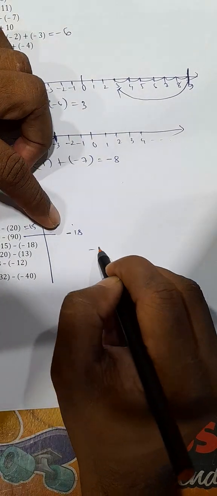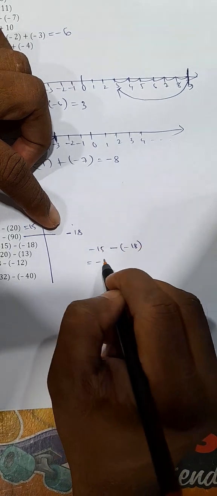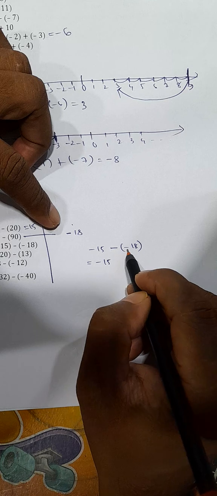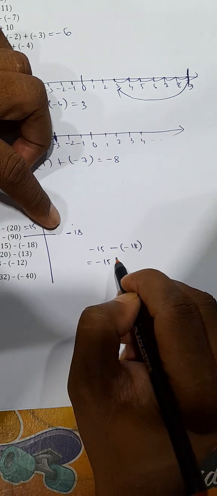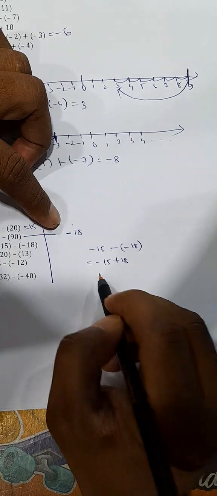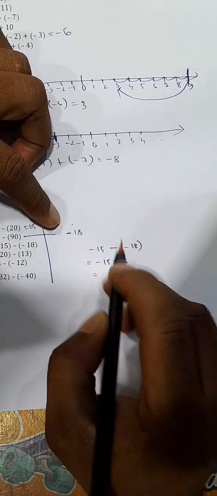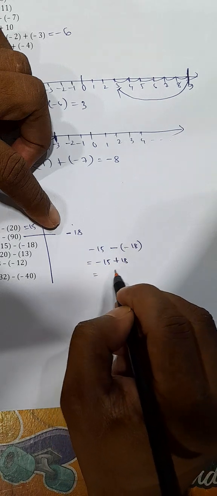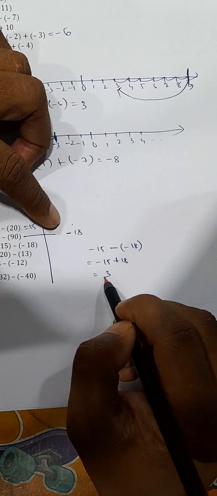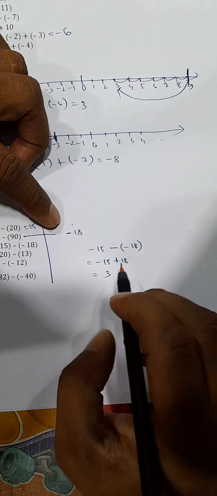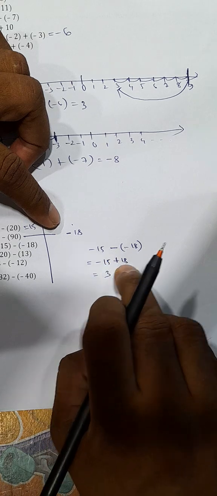Next, the third one is -15 minus -18. Now minus of -18 means the additive inverse of -18. This means plus 18. Now for the sum of a positive integer and a negative integer, you will find the difference. 18 minus 15 equals 3. Since the larger number is positive, the answer is positive. Means you will always take the sign of the larger integer.